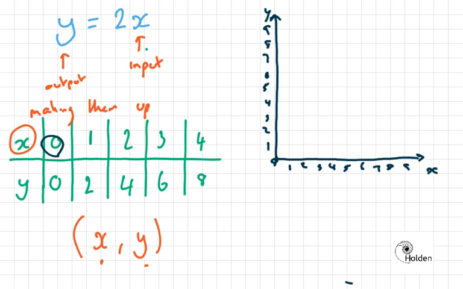So an input of 0 and output of 0. 0, 0 is our first point on the grid, and it's there. Input of 1, output of 2. Our second point goes on the grid.